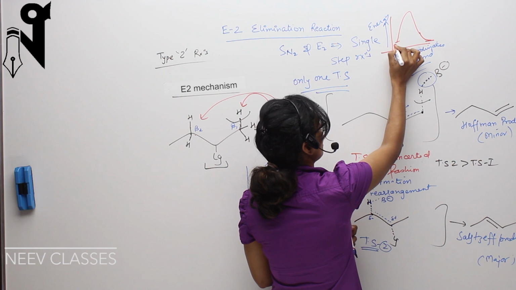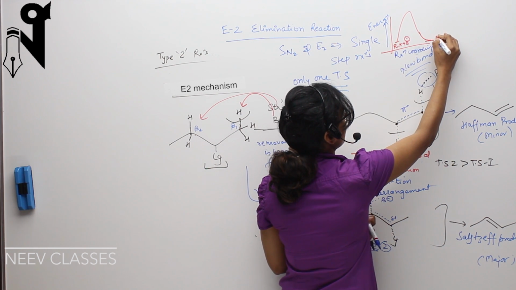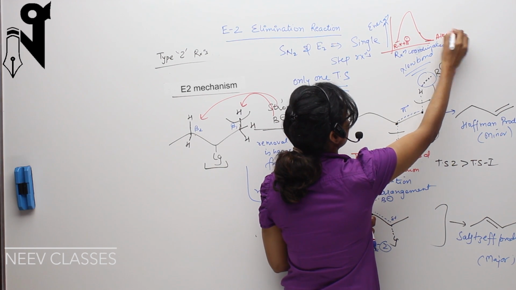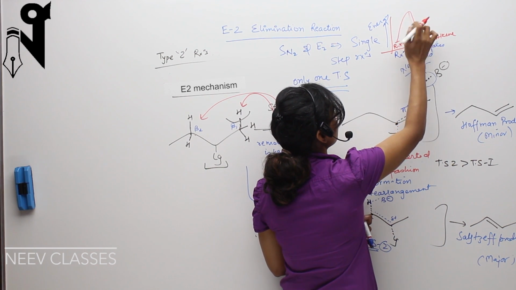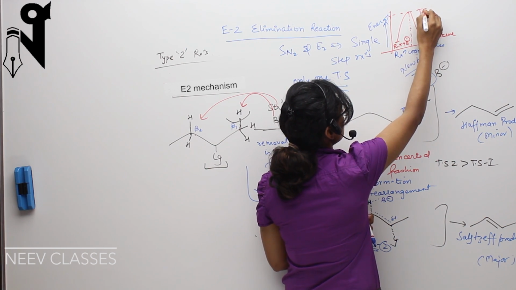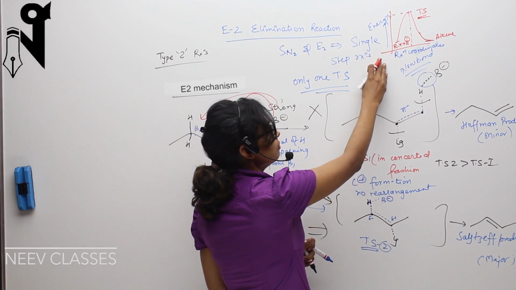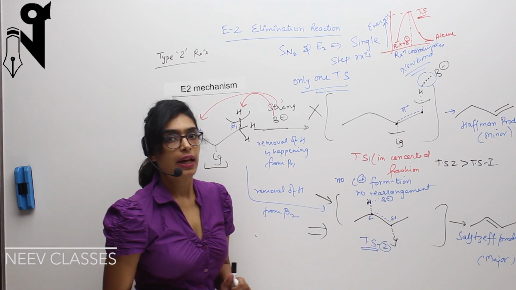So this is my Rx plus base, and this is my alkene, and this will be the energy of the transition state. Got it? So this will be the potential energy diagram followed by E2 as well as SN2.